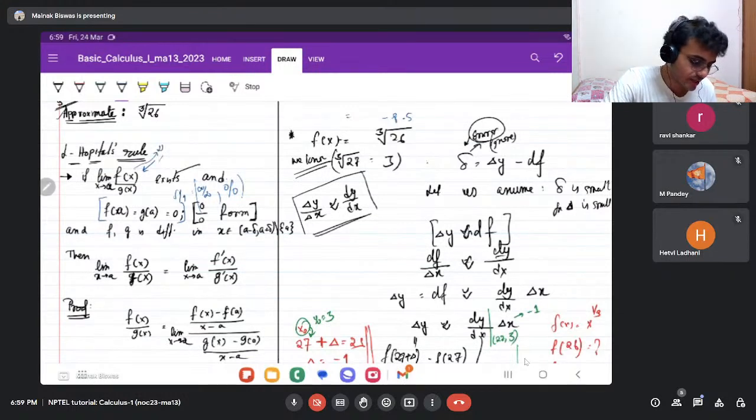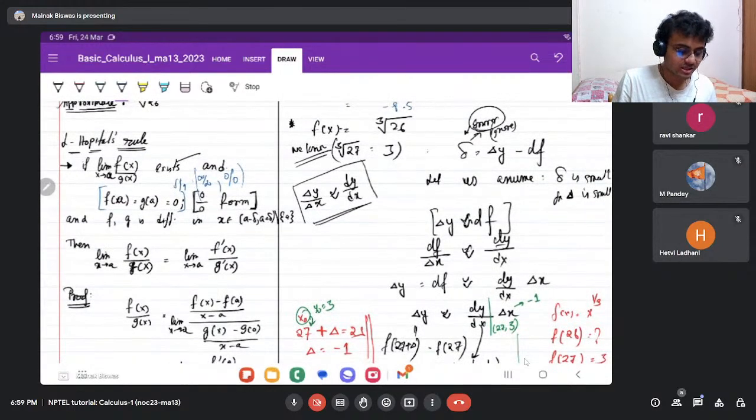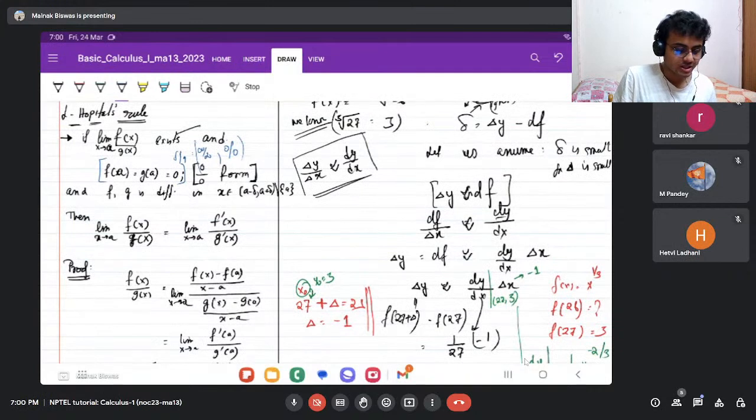This is your infinity by infinity form. So you would agree that 1 by g(x) into 1 by f(x) is a 0 by 0 form, which is the same. Yes, sir. So your infinity form and 0 by 0 form are essentially the same thing. So if your function is differentiable at all points except at the point a, you need not be differentiable at a, but if it is differentiable at all points around a, you can use derivatives.